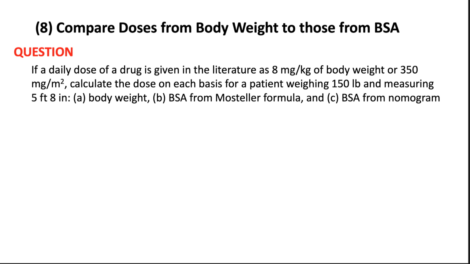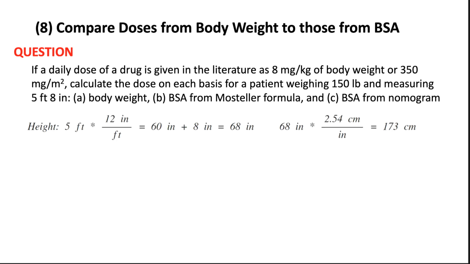So let's just go through this example. It says, if a daily dose of a drug is given in the literature as 8 milligrams per kilogram of body weight, or 350 milligrams per meter squared, calculate the dose on each basis for a patient who weighs 150 pounds and measures 5 feet 8 inches in height. Okay, so we want to know the dose based off of the body weight. We want to know the dose based off of the body surface area, and then we'll compare that from the formula to the nomogram. So let's just do it.